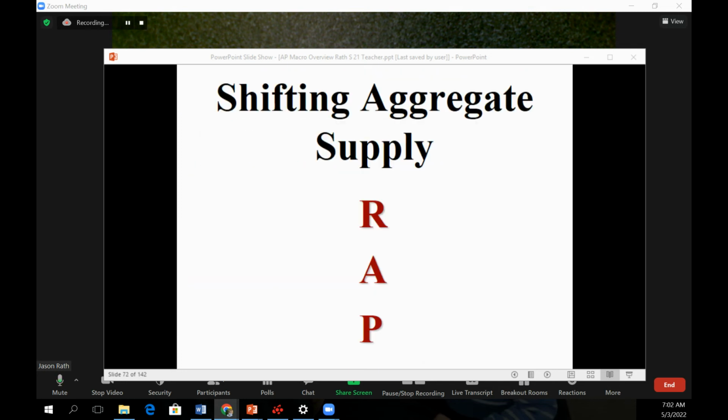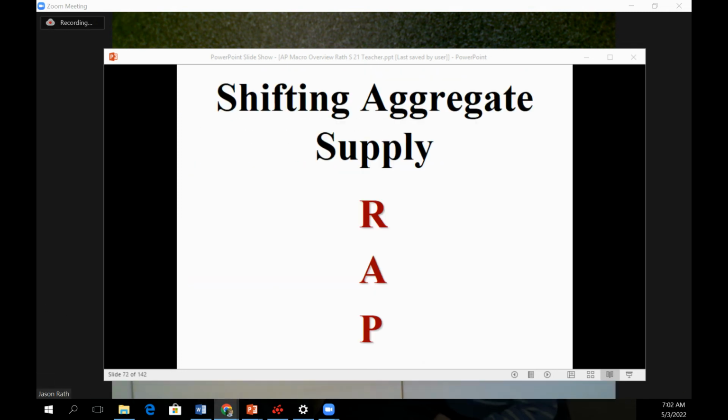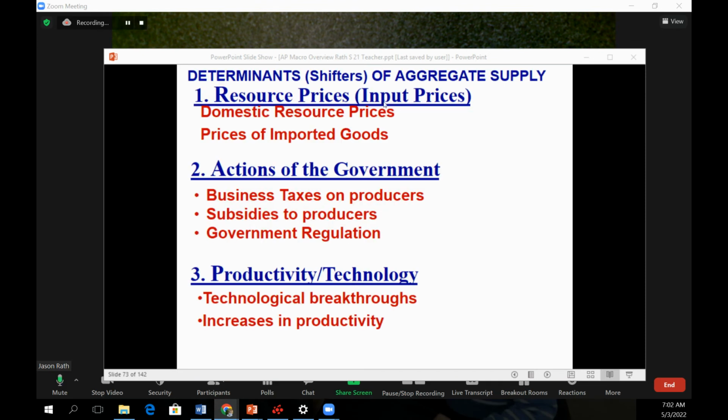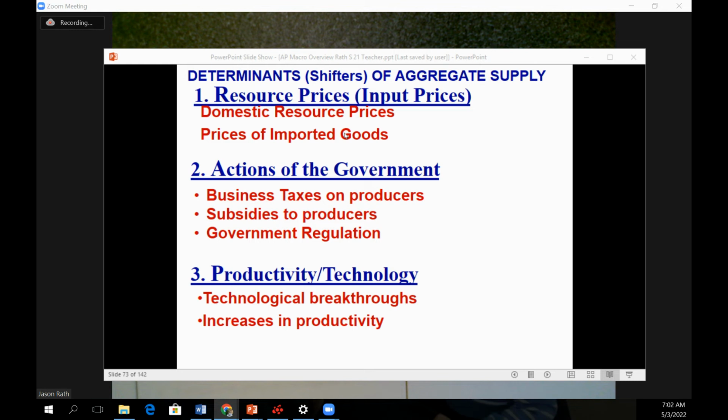So remember IRAP, or just RAP, for the shifters of aggregate supply. So you have resource price, or input price, domestic resource price, price of imported goods, actions of the government, business taxes on producers, subsidies to producers, government regulation, and productivity and technology, technological breakthroughs, and increases in productivity. Those are the things that shift the supply curve to the right or to the left. But if you remember the acronym IRAP, that'll help, or just RAP in general.